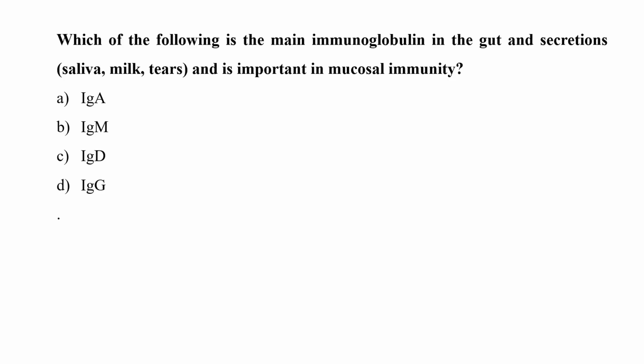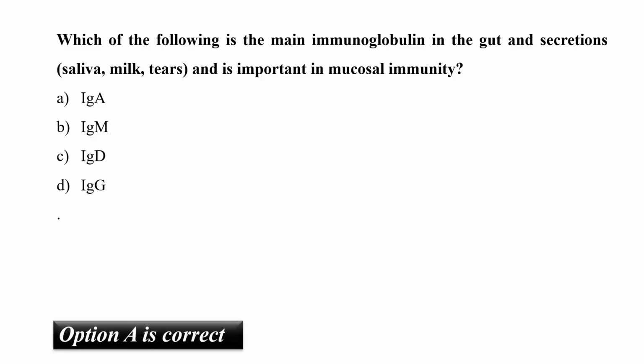Which of the following is the main immunoglobulin in the gut and secretions like saliva, milk, tears, and is important in mucosal immunity? Is it IgA, IgM, IgD, or IgG? IgA is the main antibody which is found in mucosal secretions like tears, saliva, respiratory or intestinal secretions, or even colostrum. Colostrum is the first milk produced by the lactating mother. So option A is the correct answer, that IgA is basically involved in the gut and secretions and in mucosal immunity.